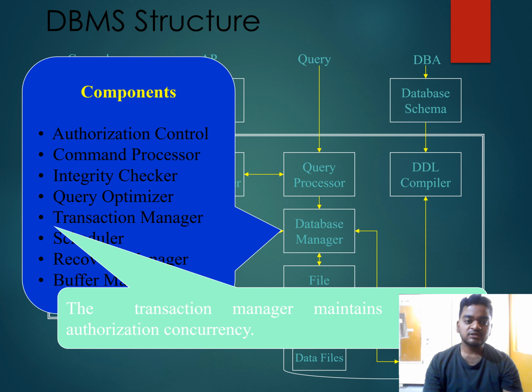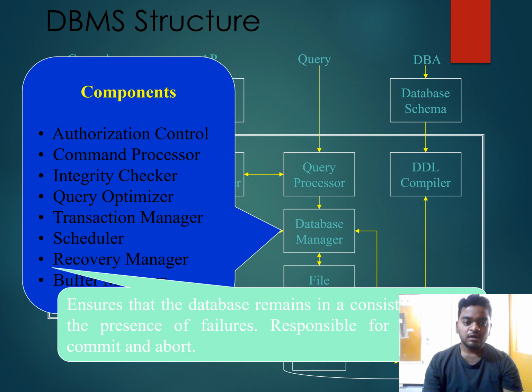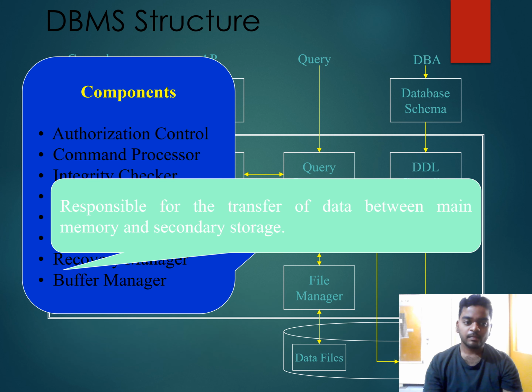Coming to the transaction manager, the transaction manager maintains concurrency. The scheduler controls the relative order in which operations are executed. The recovery manager ensures that the database remains in a consistent state in the presence of failure, and is responsible for commit and abort. The last one, the buffer manager, is responsible for the transfer of data between main memory and secondary storage.